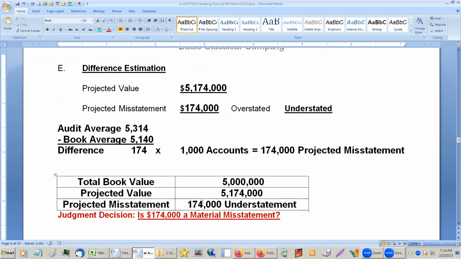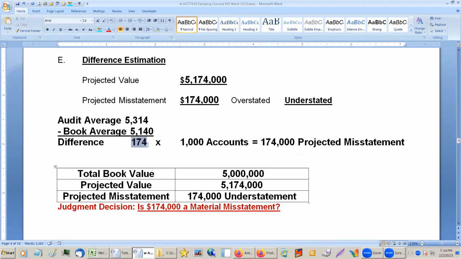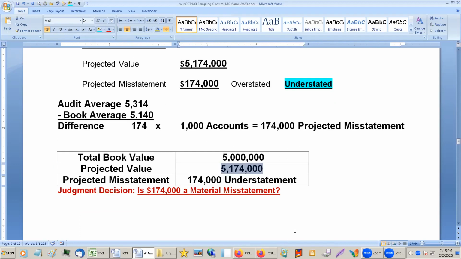Last one, difference estimation. Just saying that everything is off by the same amount. Everything has been understated by $174. So each account is understated by $174. So the projected misstatement would be 174 understated. We think it should be higher than it is. And so their projected value would be 5,174,000. Question on that?